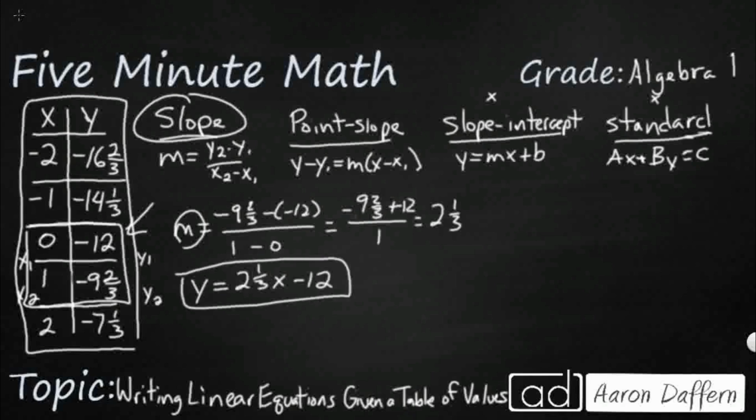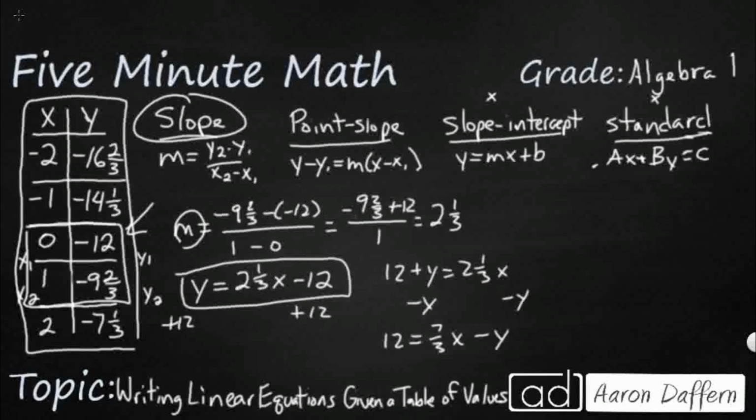If I wanted to write it in standard form, all I need to do is get the x and the y on the same side. So let's bring the 12 over to the left. So let's just add 12 to both sides. So that's going to be 12 plus y equals 2/3 x. Bring the y over here. So that's 12 equals, I'm going to go ahead and make that 7/3 x minus y.